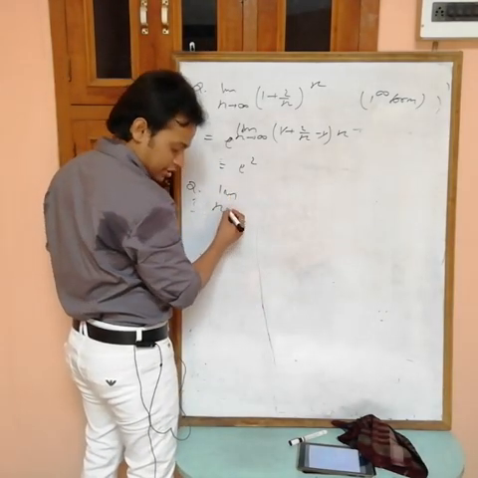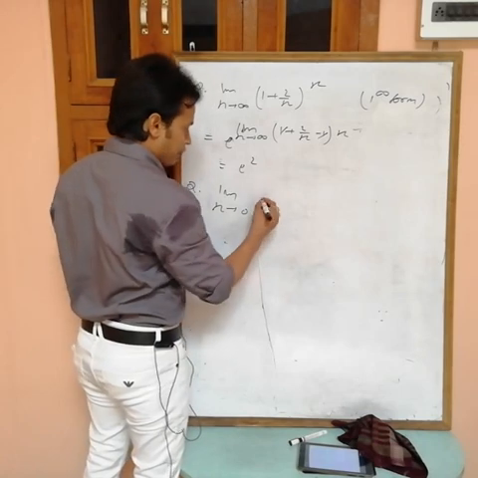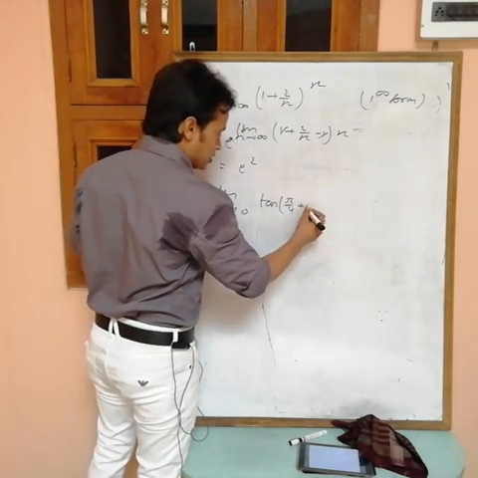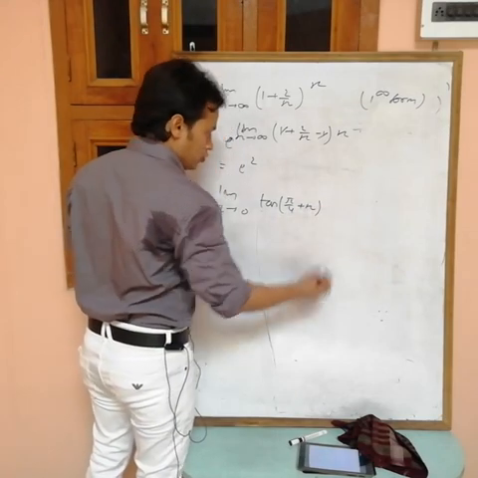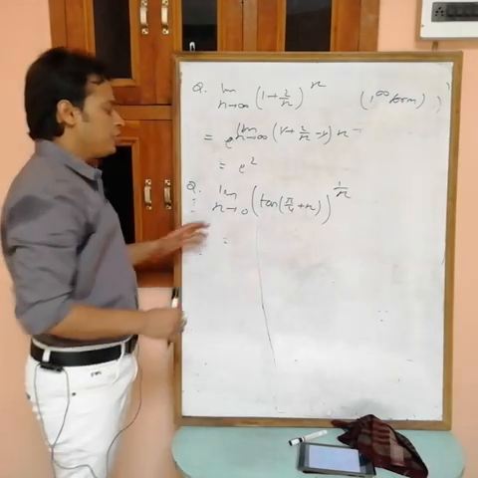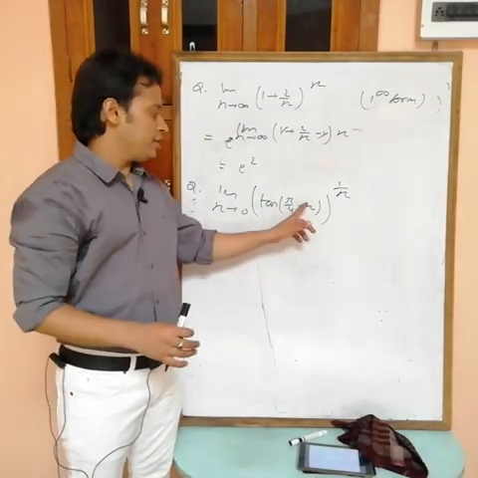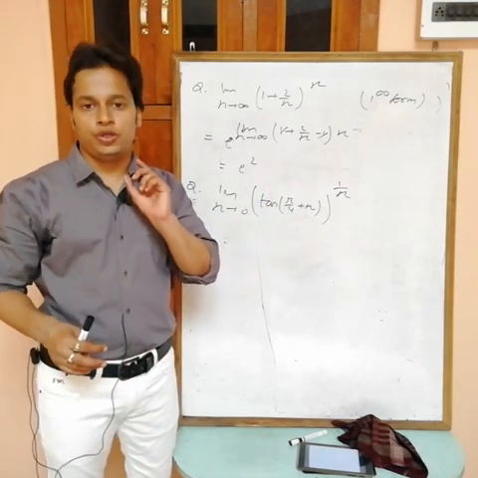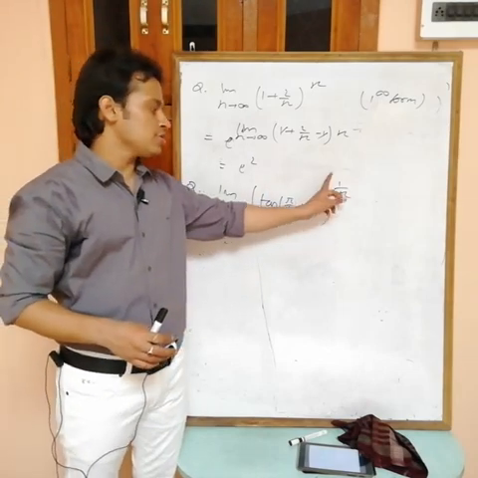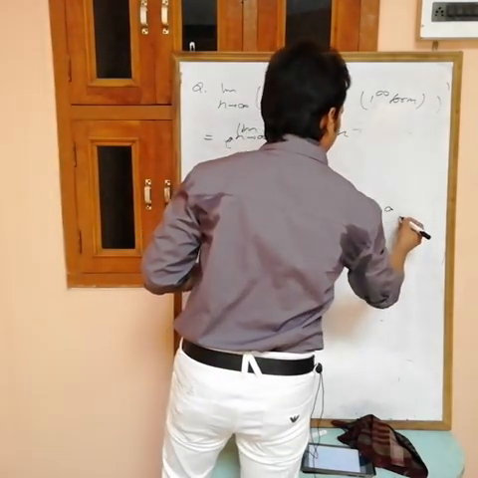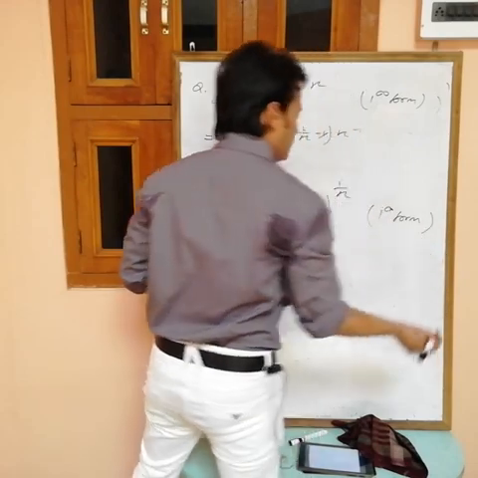Next, limit x tending to 0 of (tan(pi/4 plus x)) whole power 1/x. Now if you put x equals 0, then pi/4 plus 0 is pi/4. Tan(pi/4) is equal to 1. And with x equals 0, 1/0 is infinity. So what we are getting is a 1 power infinity form. No problem.